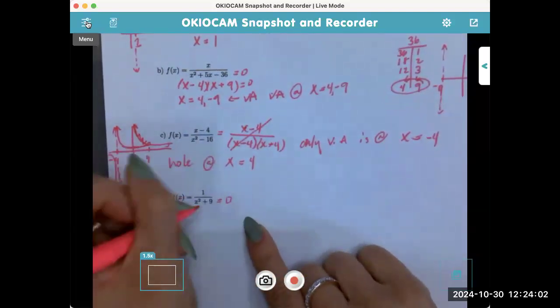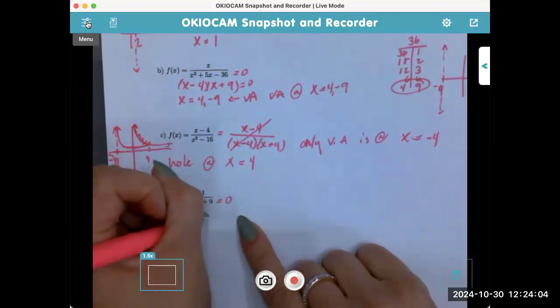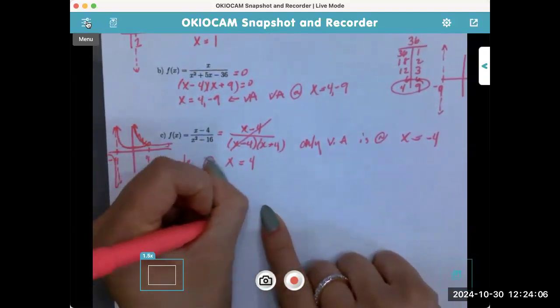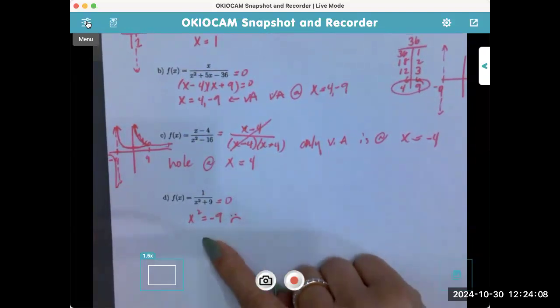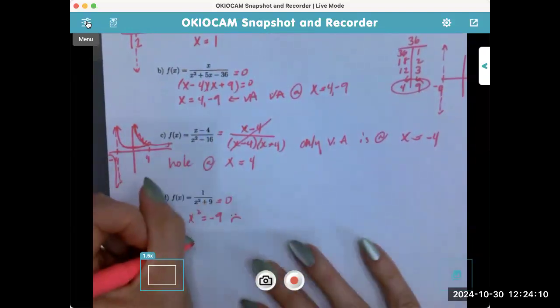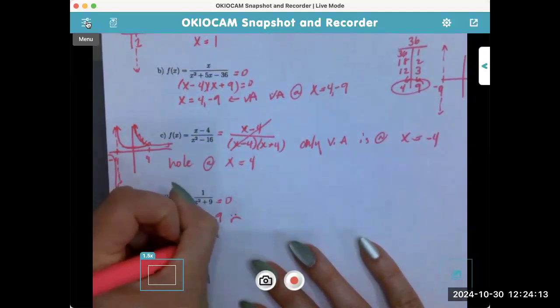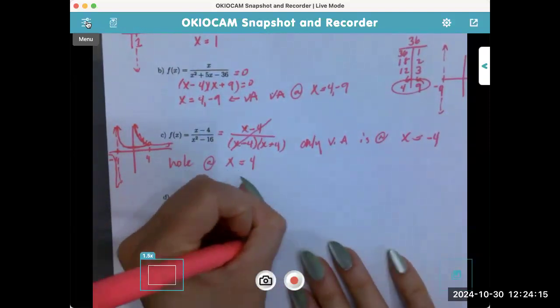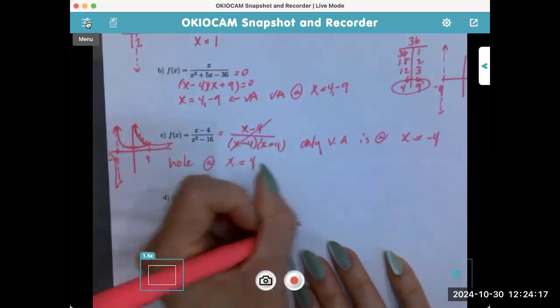Here, again, set the denominator equal to 0. We see that x squared equals negative 9, but then we're done because no squared number equals a negative. So this has no vertical asymptotes, right? DNE, does not exist.